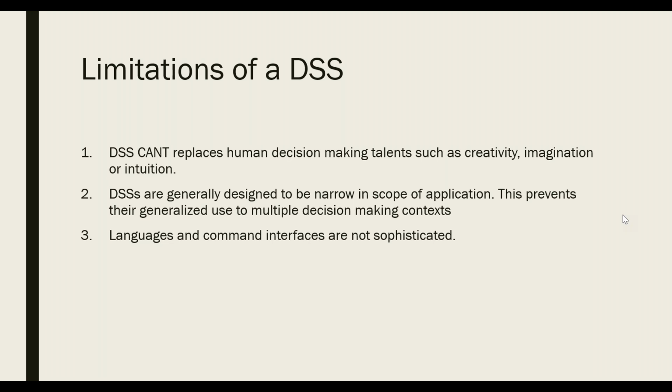Third is that languages and the command interface are not sophisticated. That is another limitation of DSS, when the inputs themselves are not sophisticated. Okay, you don't get the right input, and there are many reasons. So again, it needs the right input. A lot of people have written data congestion in a particular area. Don't conclude. It's a beautiful subject, geographic information system.